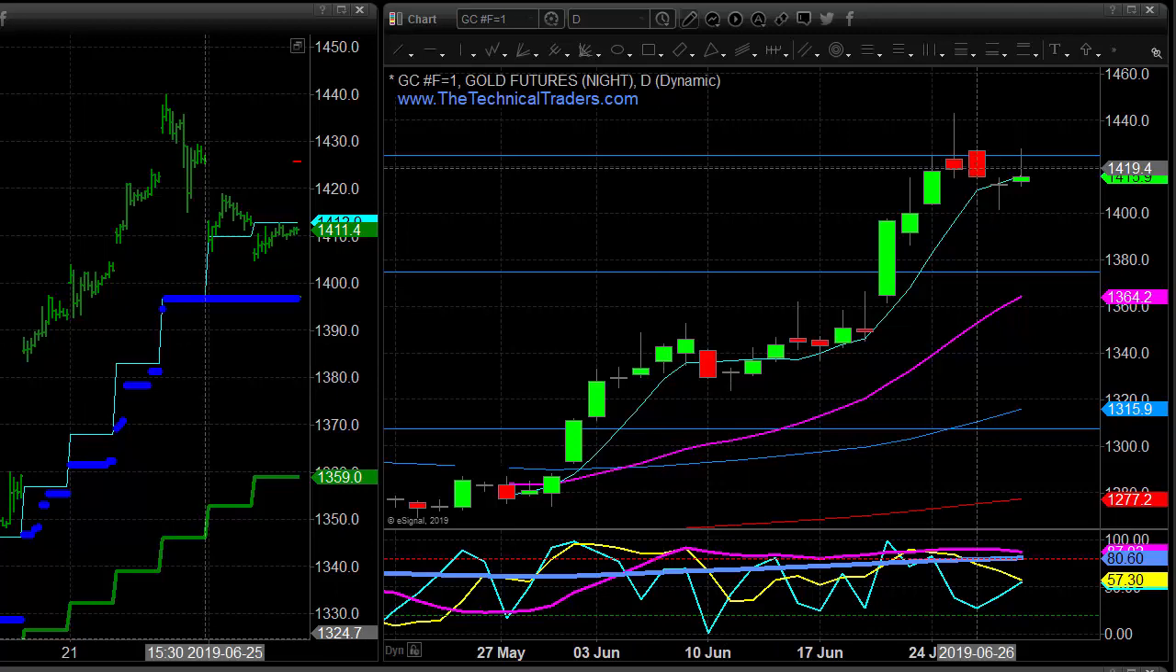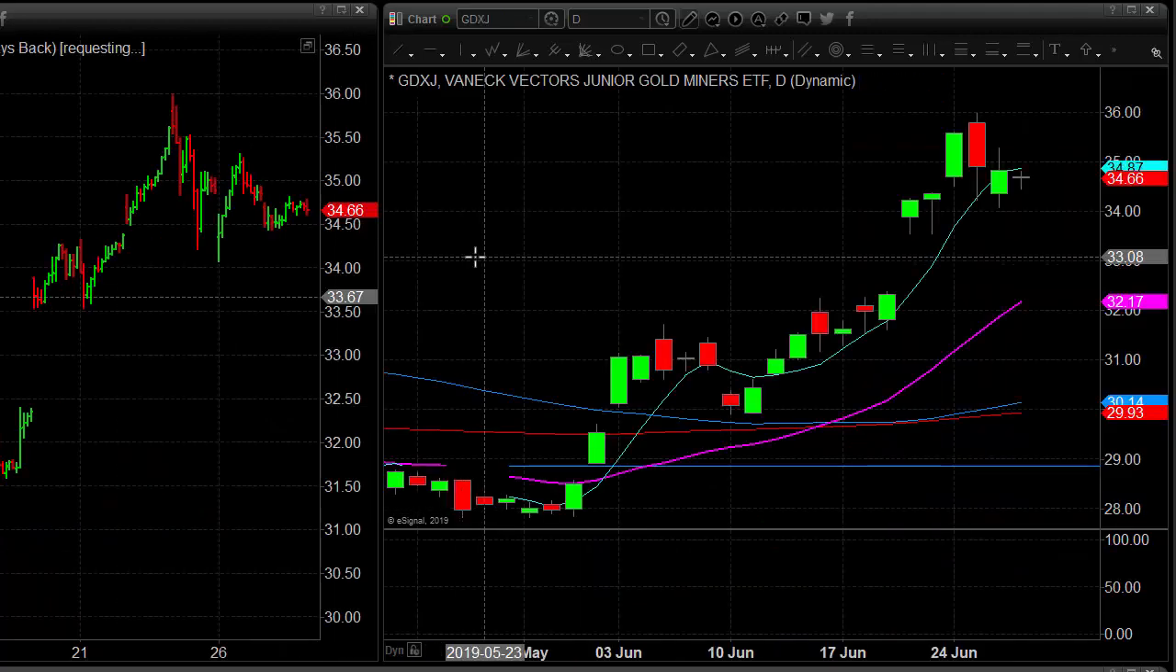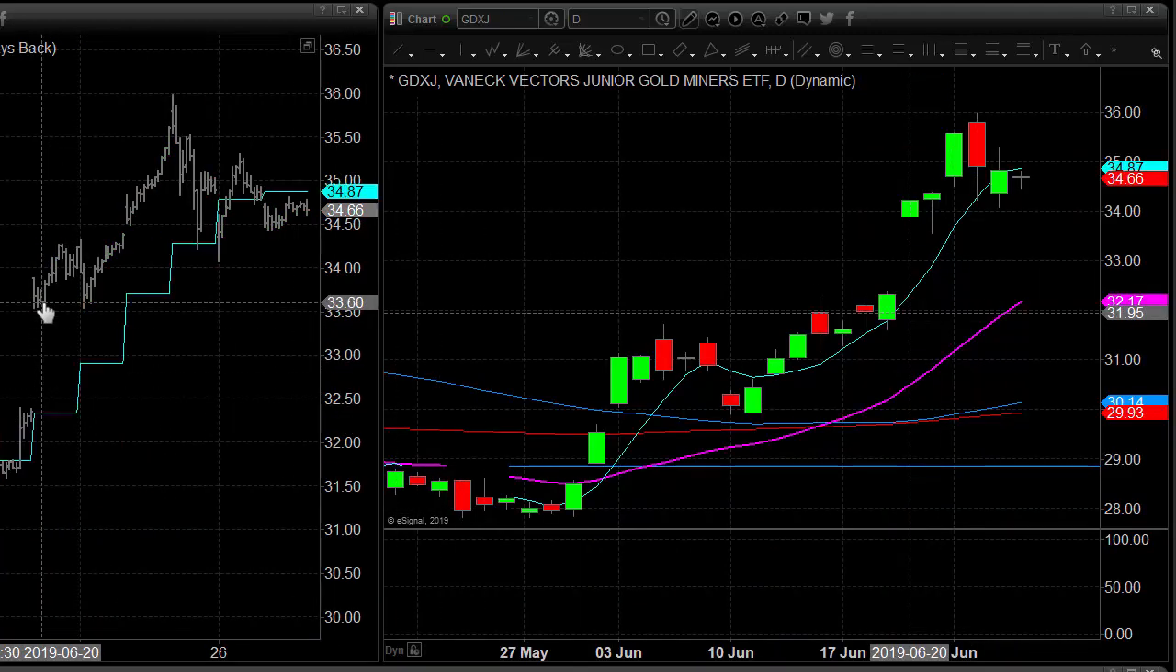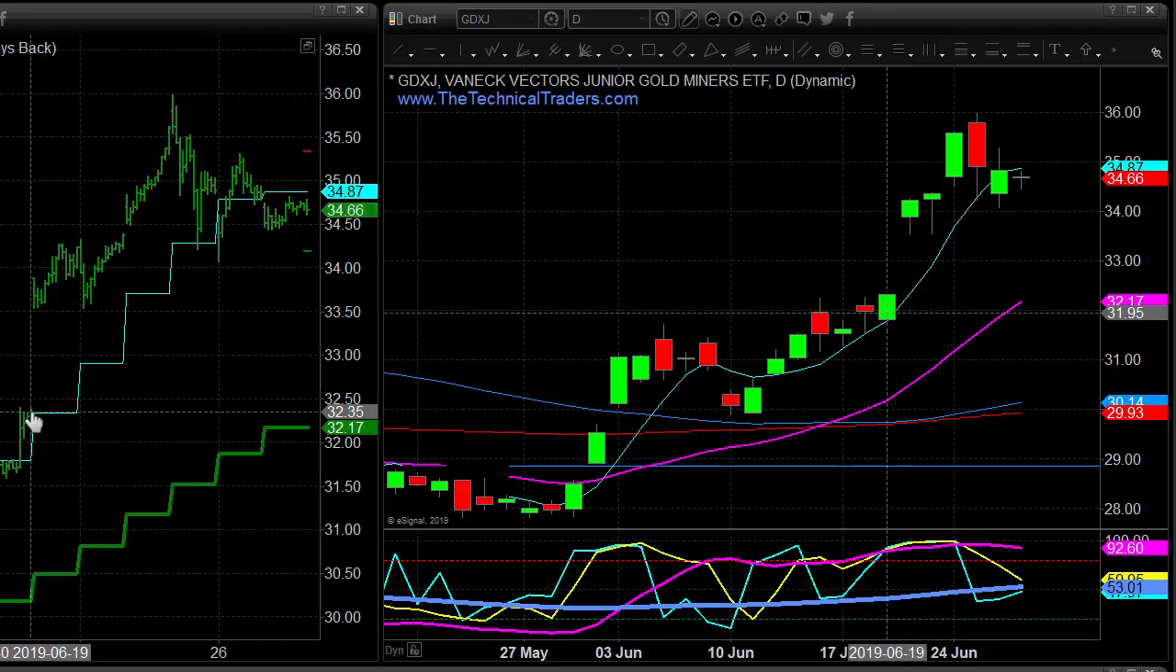Now, if we take a look over at miners, GDXJ, again, huge gap up in miners, and gaps tend to get filled with stocks.